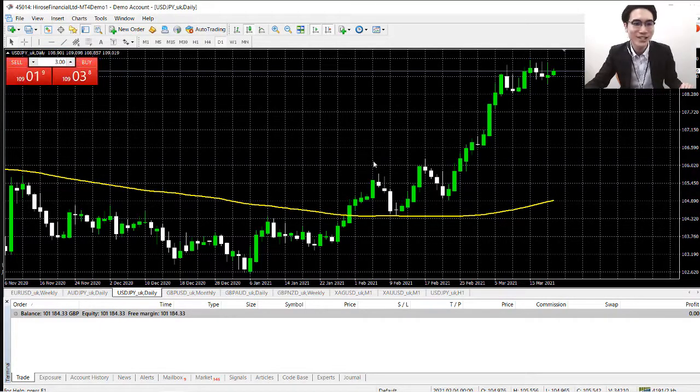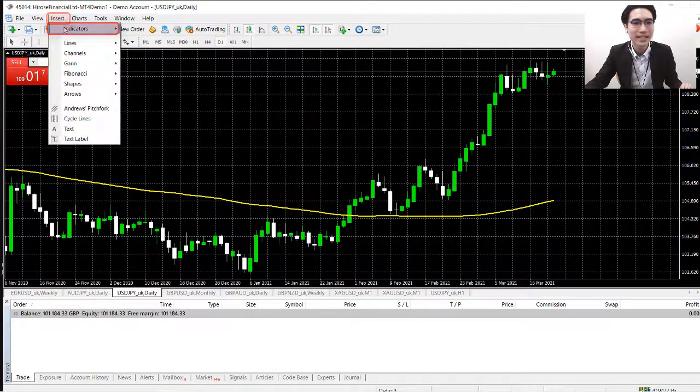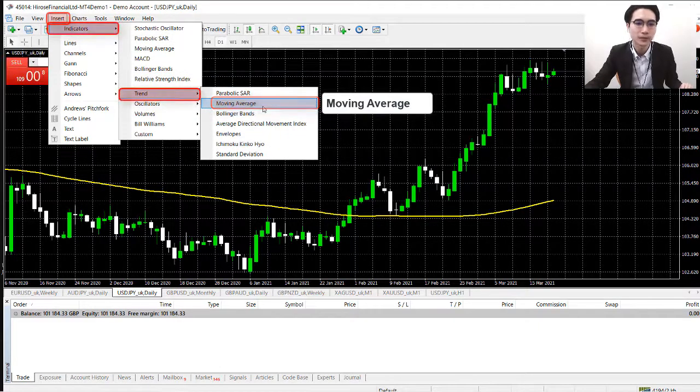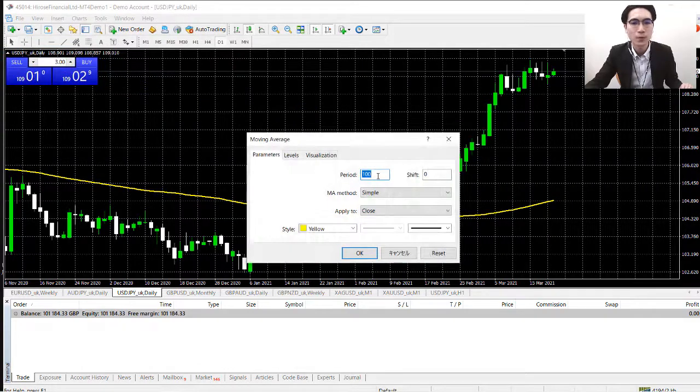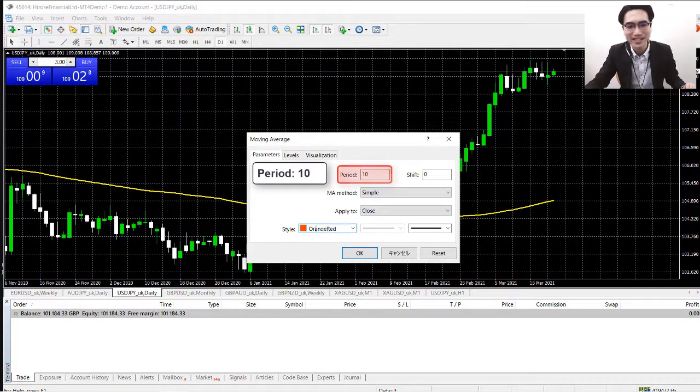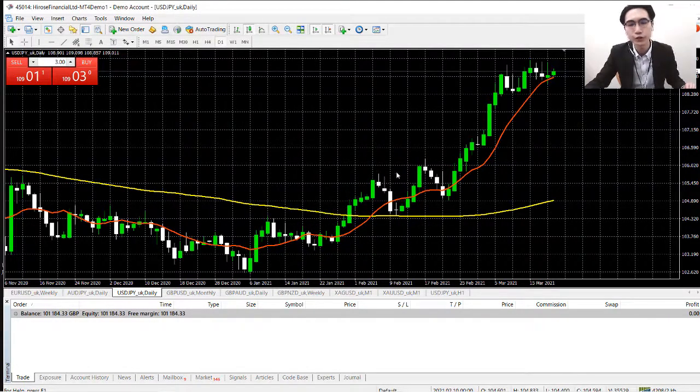Now I do the same thing for the other two simple moving averages. I go to Insert again, Indicator, Trend, Moving Average. The red simple moving average is a short-term simple moving average, which is a 10 period simple moving average. I changed the color to red, or well, orange-red, whichever is fine. I click on OK. So now I have a short-term simple moving average here.